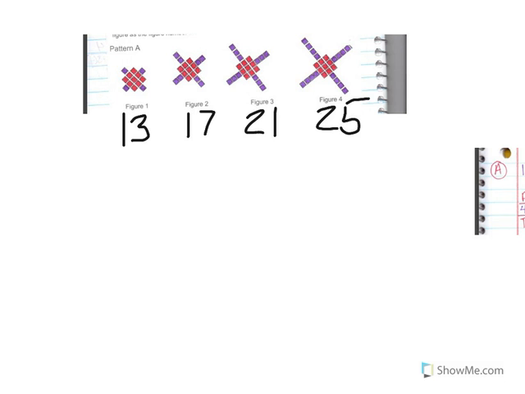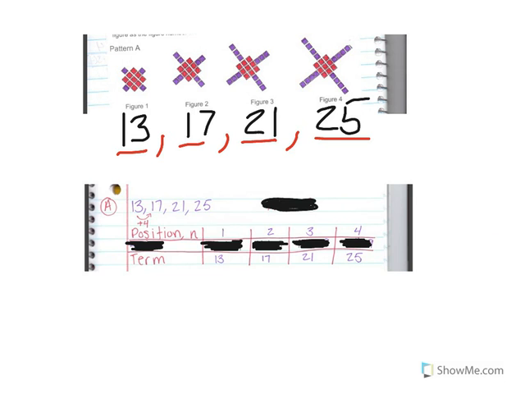So these are our terms in our sequence. This is the first term, second, third, and fourth term. So let's make a table. We already have our positions, 1, 2, 3, 4, and we have our first 4 terms. Okay, so we have our table. Now we need to figure out the relationship between our positions and our terms.